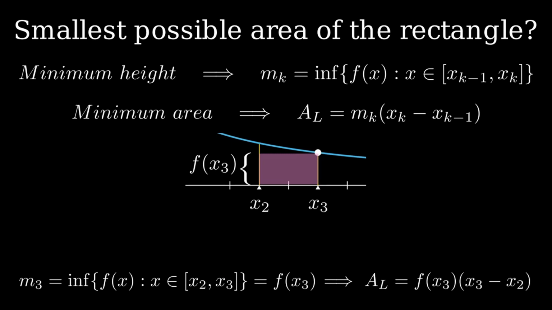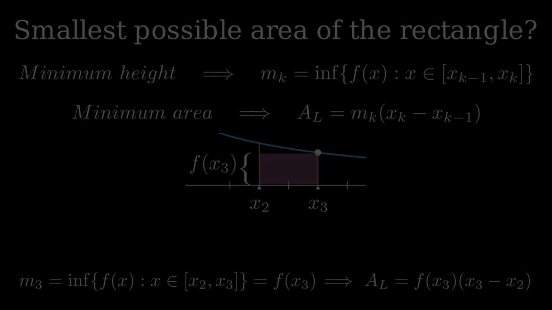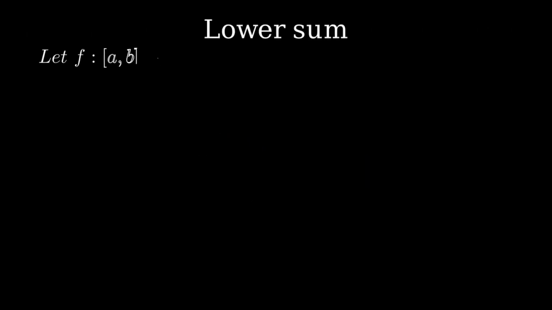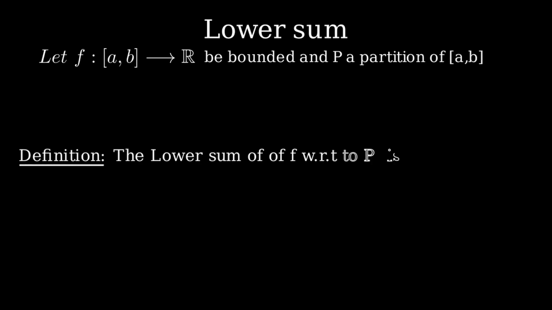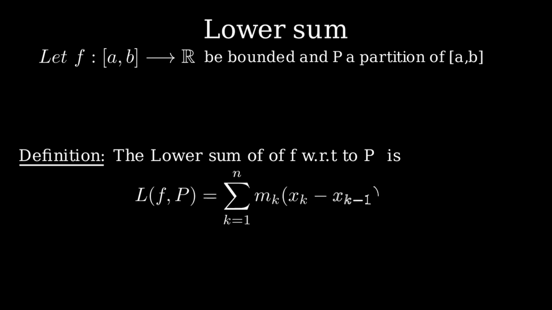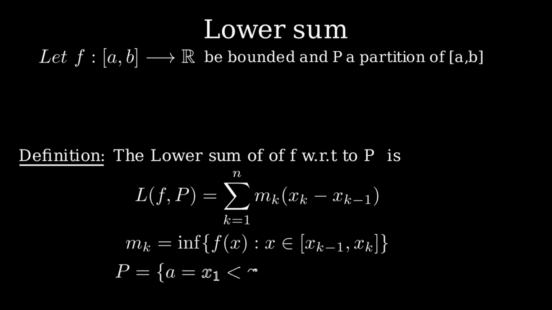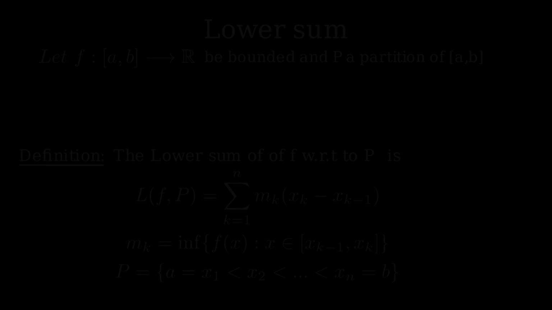Now we want to make the same process for all the subintervals of the partition, so we can find the lower sum. This will be the sum of all the areas of the rectangles that we have defined this way in the partition. We can see that for the subintervals of the partition we are calculating the area of the rectangle with height lowercase mk and then summing all together.